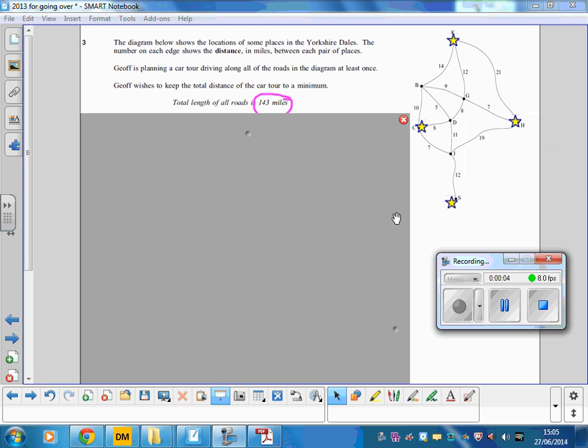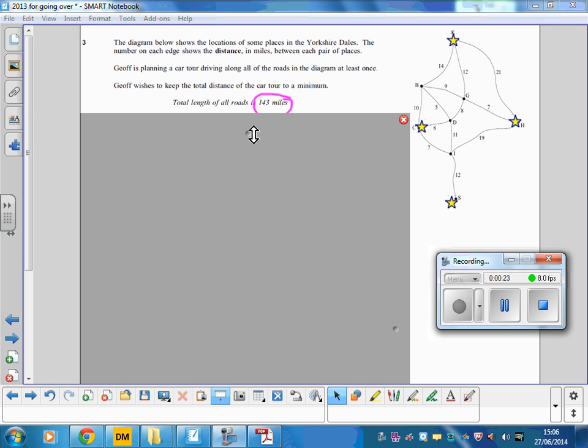Right, question 3 of the 2013 paper is the Chinese postman. And if we have a look here, Jeff is planning a car tour. He needs to drive along all of the roads in the diagram at least once. That's a typical Chinese postman problem. And he wants to keep his total distance to a minimum.